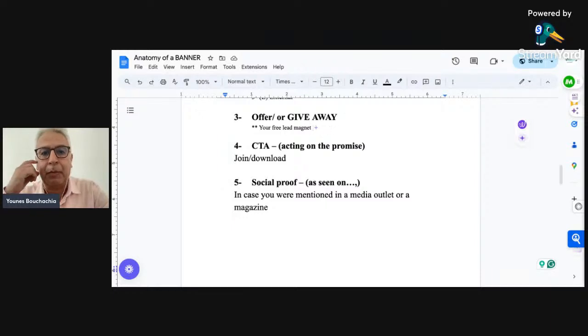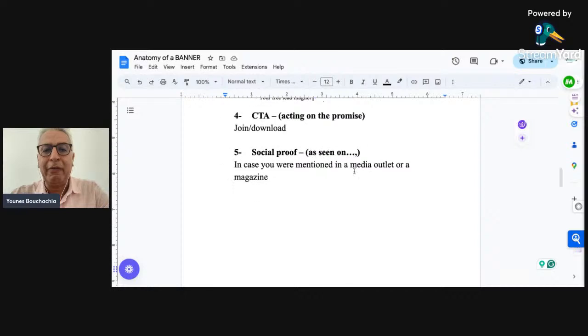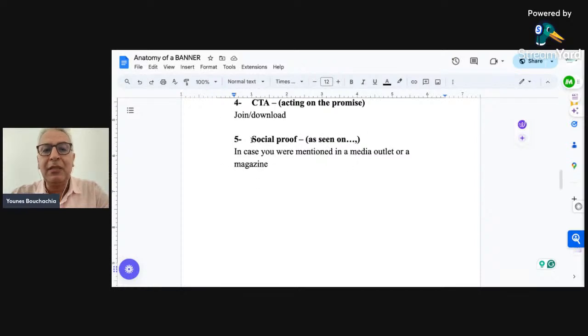That can solve a very specific problem. Next is the call to action, and here you can ask people either to download or to join or whatever they decide to do. And finally, social proof, and this one is more used in big funnels, if you have some good credentials. But in general, you can use it if you've been mentioned in a newspaper or in a TV show or something of that nature.